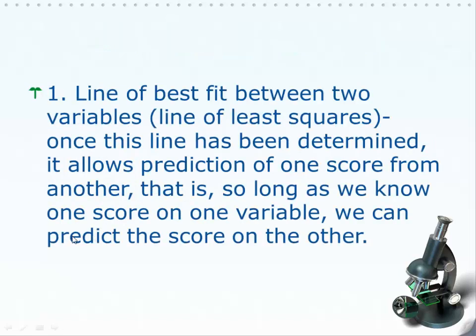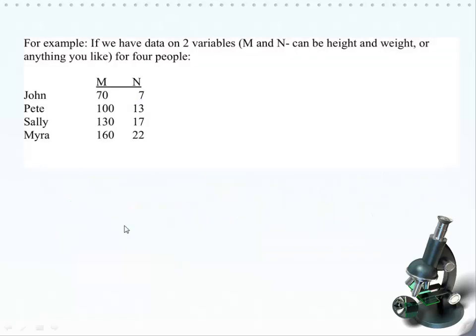So the idea of the line of best fit, or the line of least squares. Let's talk about that and look at some visual examples of how that works. Once your line of best fit has been determined, it allows prediction of one score from another. That is, as long as we know one score on one variable, we can predict the score on another. And this is how that works. If we have data on two variables, m and n, so let's say height and weight.